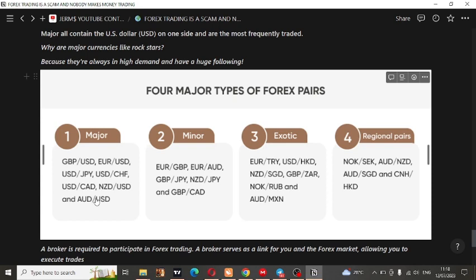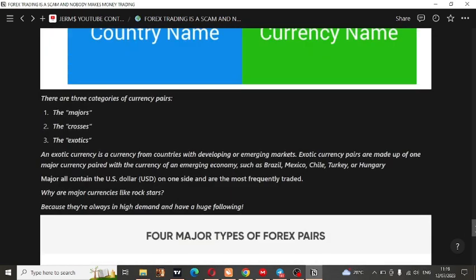The next one we can also look at is the minor pairs. For the minor pairs, we have the EUR GBP, the GBP JPY, NZD JPY, GBP CAD. So these are the minor pairs, and then the exotic pairs. See, these are very weird pairs, so you don't want to be looking at these ones. This one is the Aussie dollar and Mexican peso. So that's it. The regional pairs are also part of the exotic pairs. They are all classified as one.